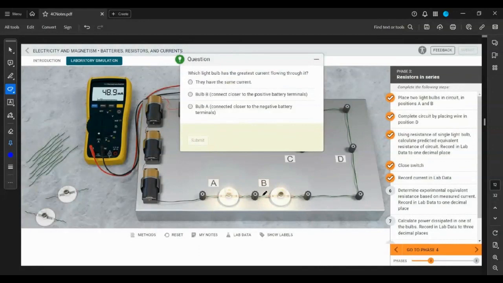So given that these are in series, and there's only one way around that the current can go, then I think that's probably a pretty good clue for what the answer needs to be. But if you're not sure, make your guess, read the hint if you need to, try again, and then see if it makes sense once you for sure know the answer.